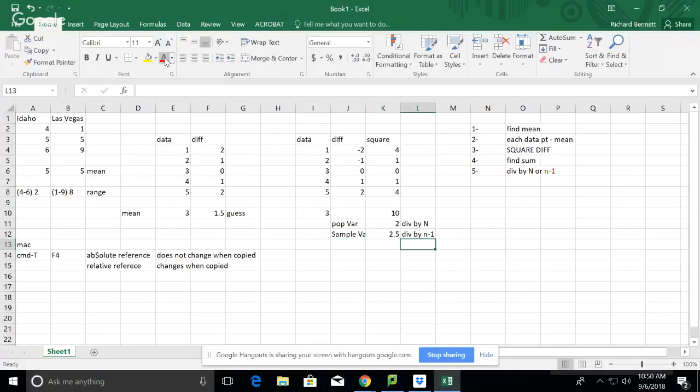And then the last step is, Cray, I remembered your name for some reason, take the square root. Okay? So in this case, this is going to be the population standard deviation, and this is the sample standard deviation. Okay? Now, Cray, do you have any idea what the square root command is in Excel? What would you guess it would be?